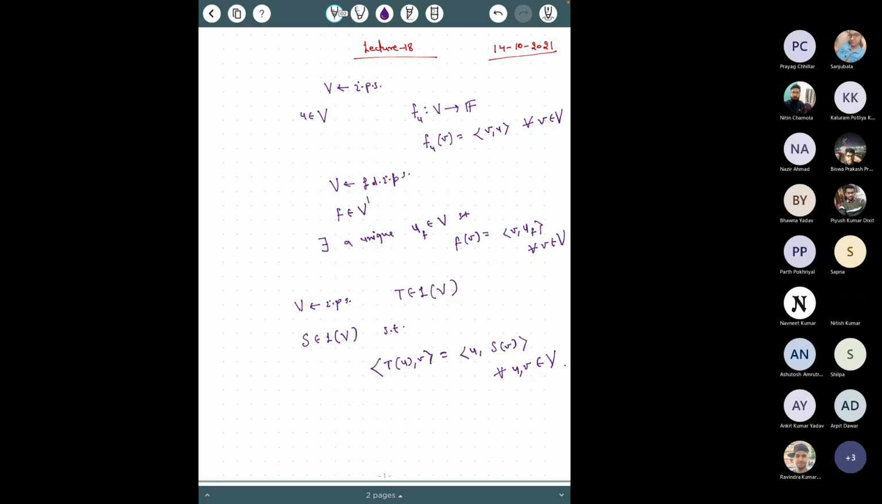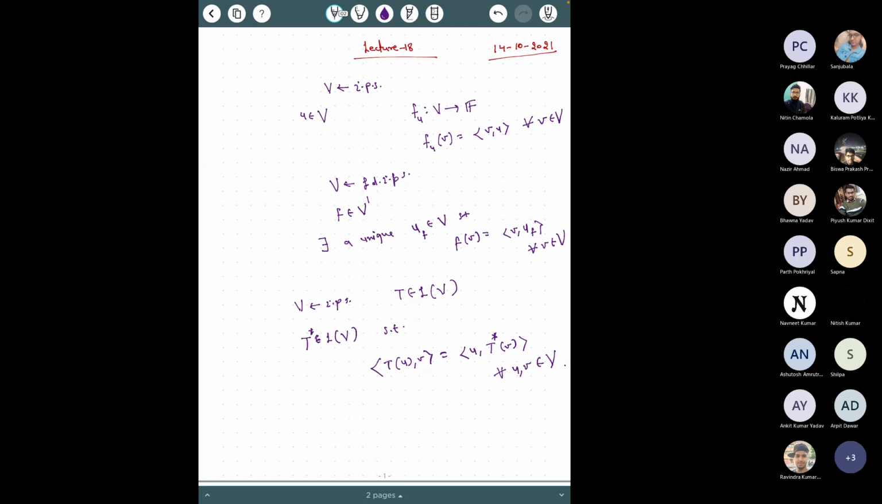But we did not talk about the existence of the adjoint of a linear operator. We saw that if an adjoint exists, then it is always unique. So uniqueness is true, and therefore we can denote this adjoint by the notation T star. The existence is not clear at this point, but if it exists, then it is always unique. This is also something we saw in the last class.